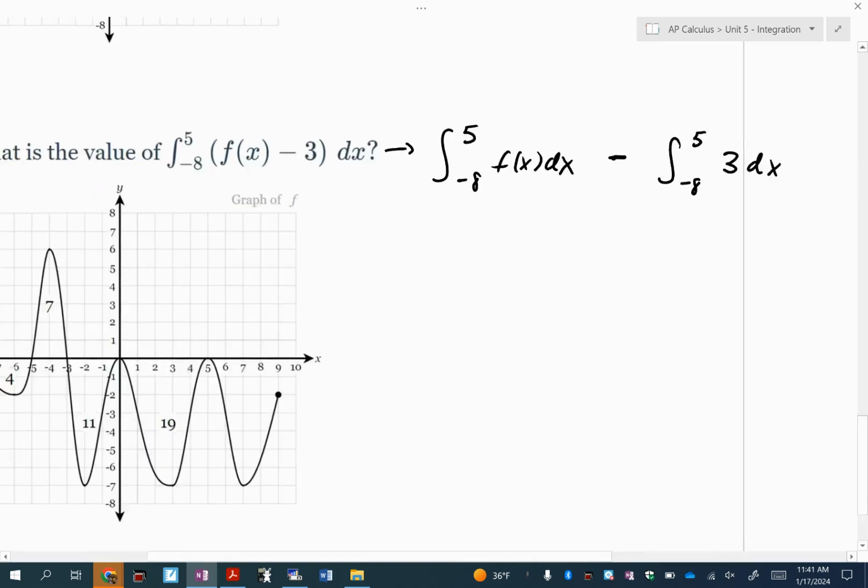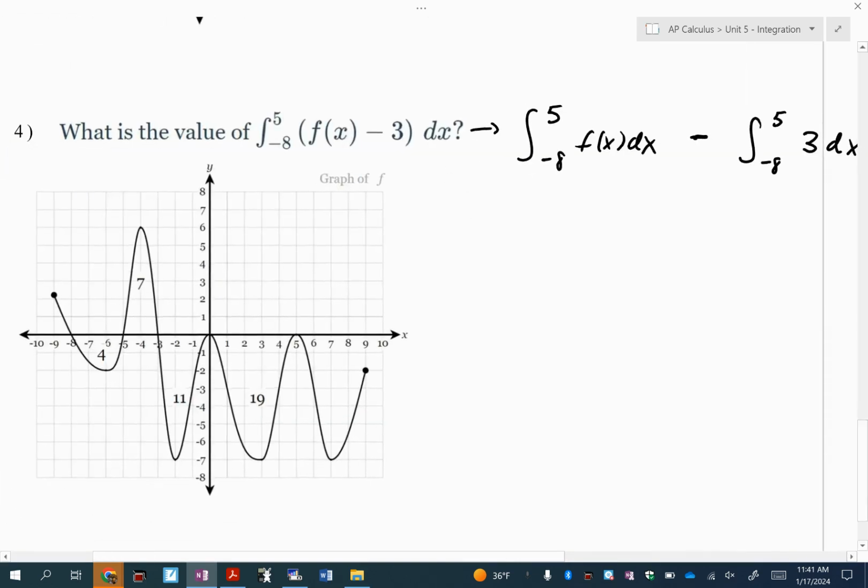All right, let's do the first one. I think we'll have hopefully minimal issues with this first one. So I'm going -8 to 5. So my first area I see is -8 to -5. That 4 is below, so I'm going to put -4. Plus, my next area from -5 to -3 is 7, and that's above the x-axis.